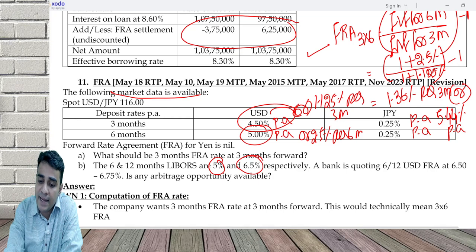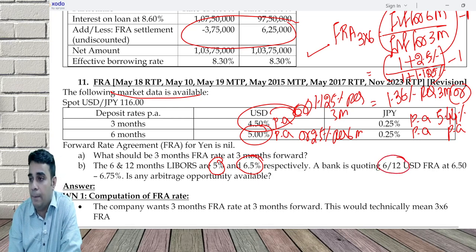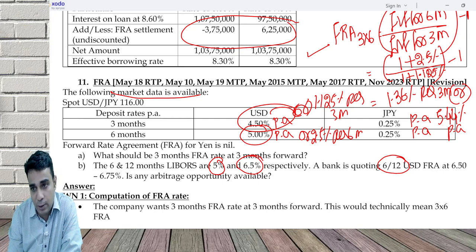6 month is 5. Bank has given a 6/12 FRA. I will also now calculate a 6/12 FRA. This is to check arbitrage. We are not going to do the arbitrage part, but to check arbitrage, I will calculate a 6/12 FRA.